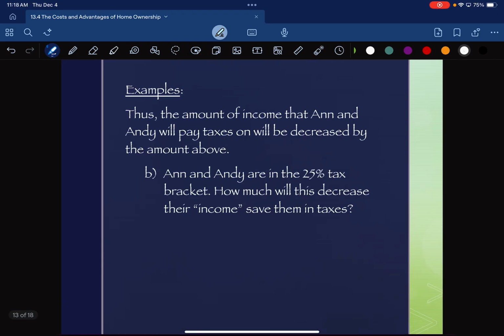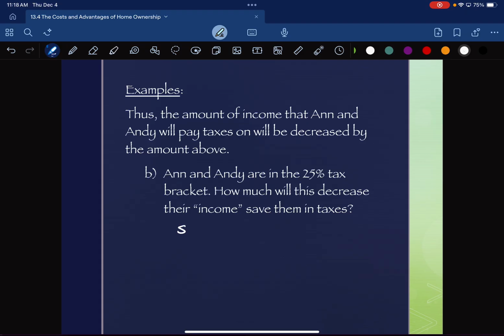So we're going to assume then that they're in a 25% tax bracket. Maybe they're not, but we need something to go with, and this will work just fine. No matter what percentage I use here, the ending result of whether this is a good choice or a bad choice is going to be the same. So I'm choosing 25%. We're going to see how much this decrease in their income will save them in taxes.